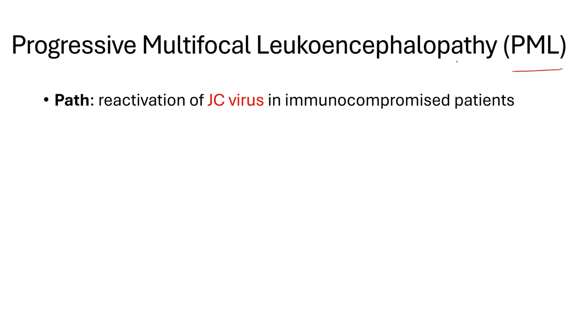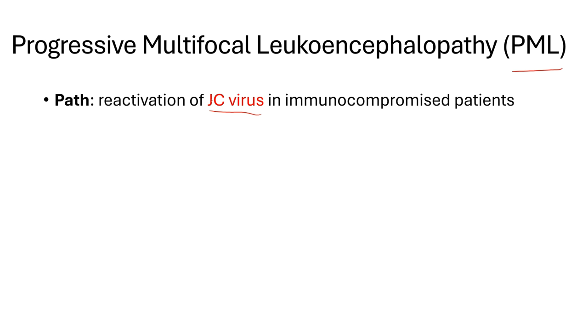This is due to reactivation of JC virus in typically immunocompromised patients, like those with HIV or who are on immunosuppressants. Now, the JC virus is a common virus that most people get in childhood and usually stays harmless and inactive in the body. But sometimes, in the setting of immunocompromised patients, this virus can activate and infect and destroy oligodendrocytes, the cells that make up myelin in the central nervous system. Hence, this is a central nervous system demyelinating syndrome.